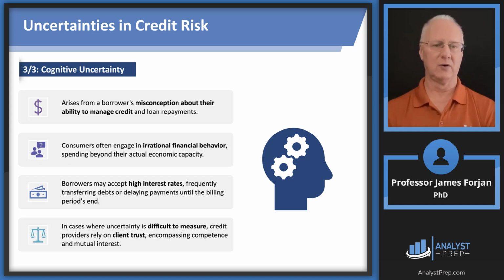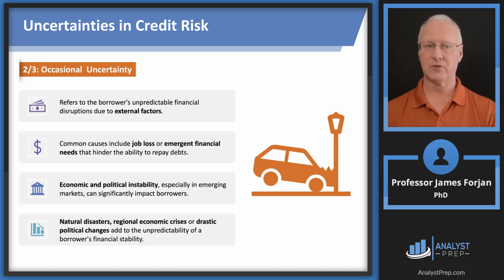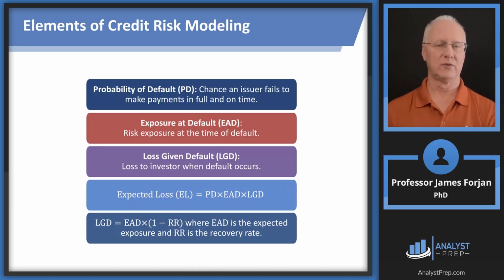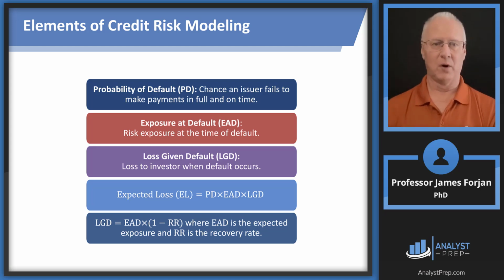So look at the second gray box point we have there, irrational financial behavior. I think that's probably a good exam question inside of this. So let me just go back here real quickly. Make sure you know the definition and the implications of these three types of uncertainties. All right, let's move on to the bulk of this here.